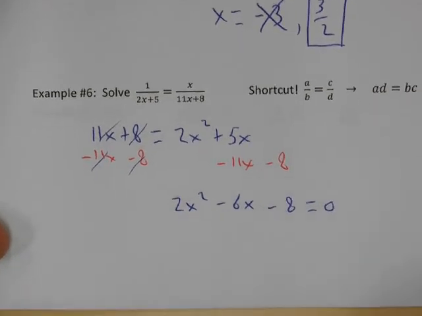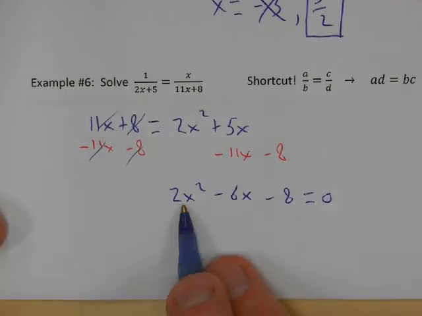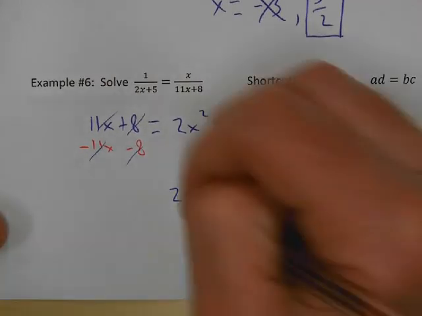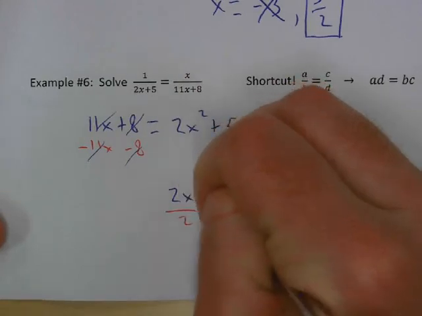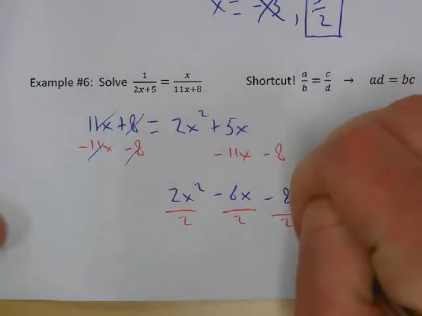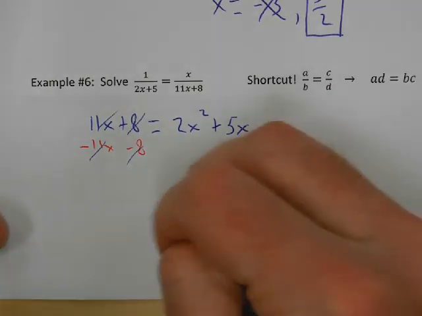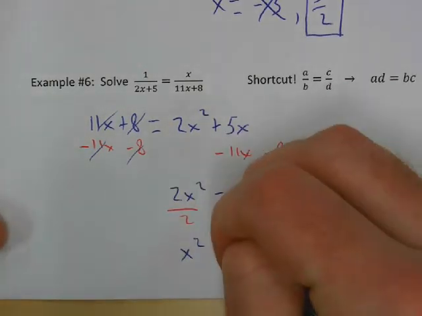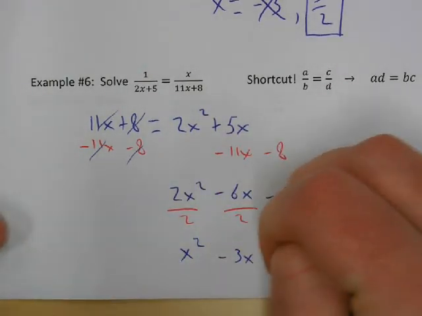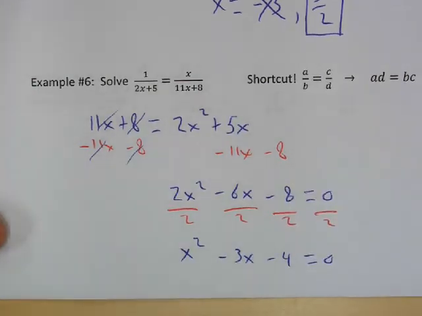Okay. Now, like we did in the last problem, I don't want to factor something with a leading coefficient if I don't have to. Let's divide everything by 2. And this is going to make this problem a little bit easier for us. Even if we're going to use the quadratic formula, we can still do this first. So we get x squared minus 3x minus 4 equals 0.